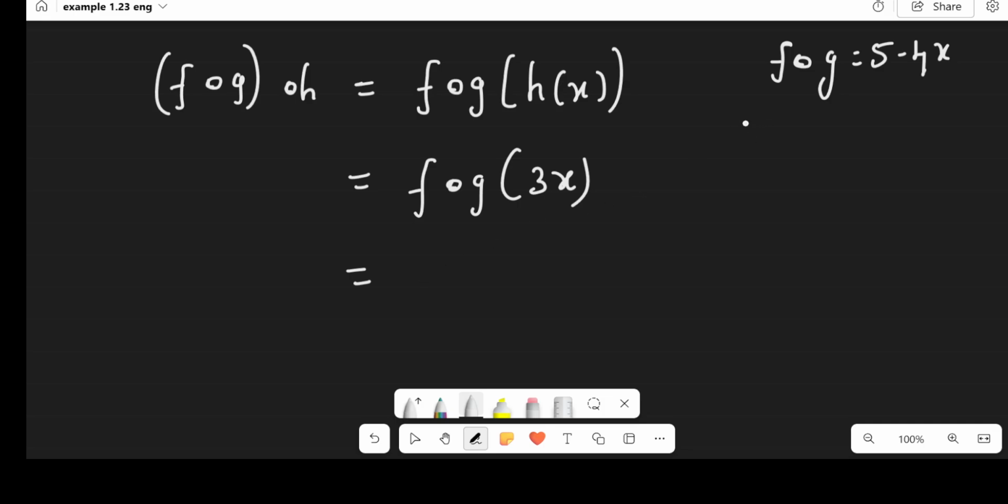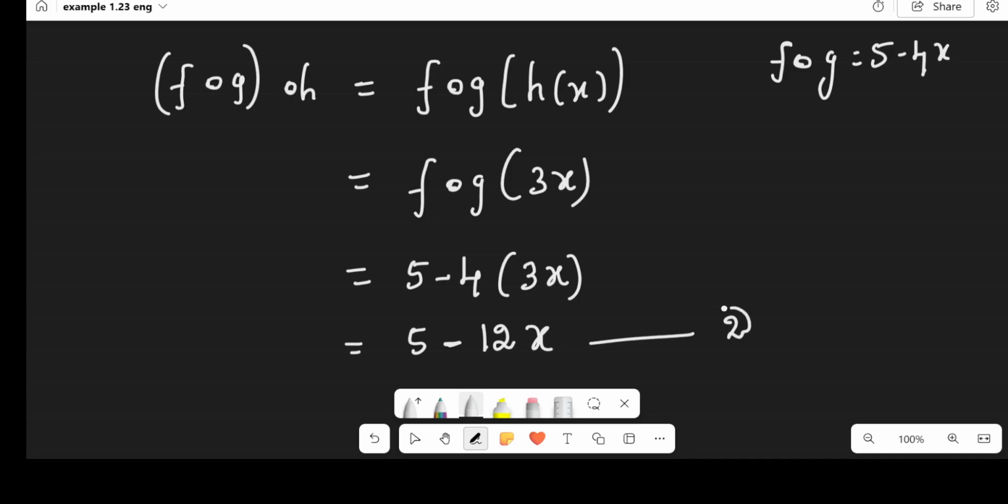So here, what should be the next step? 5 minus 4 into 3x, since the x value is 3x, right? Then next, 5 minus 4 into 3, 12x. 5 minus 12x. This is equation number 2, the value of f of g of h.